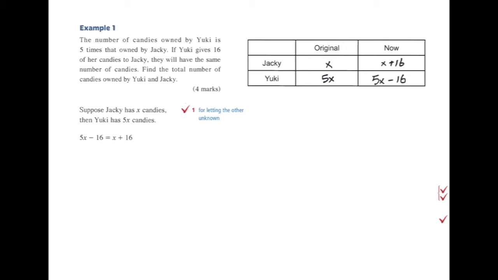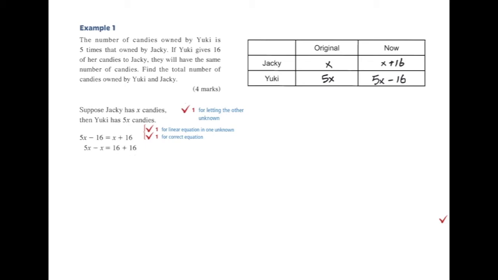You will get 1 mark for setting up a linear equation in one unknown. If the equation is correct, you will get 1 more mark. Now, we solve the equation. Transpose the terms first. We transpose negative 16 from left to right. Then transpose X from right to left.